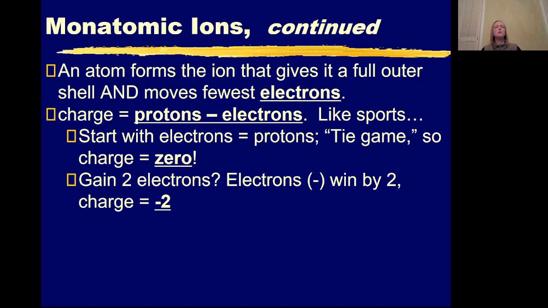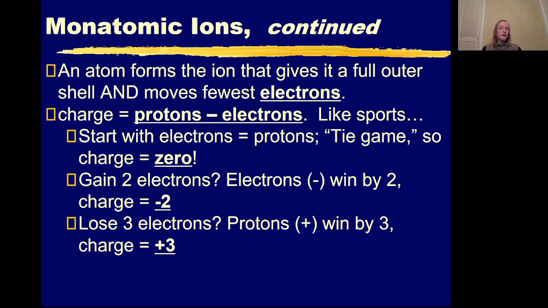If you've gained 2 electrons, that's like the electrons winning by 2. And because electrons are negative, it means that the overall charge is -2. If you end up with the protons winning, if you're losing 3 electrons, for instance, that means the protons won. And protons are positive, so winning by 3 for the protons means the overall charge is +3. So sometimes this sports analogy helps people figure it out.